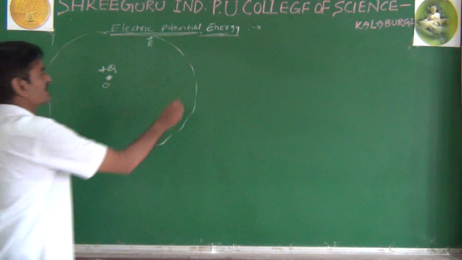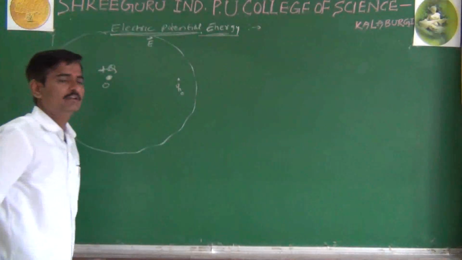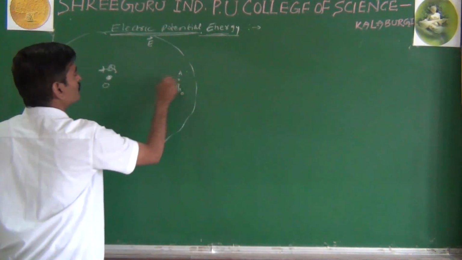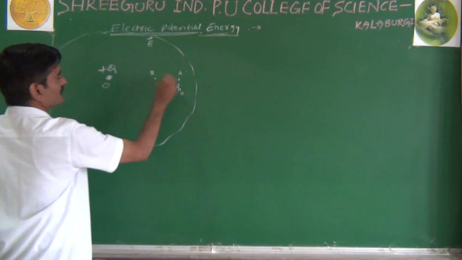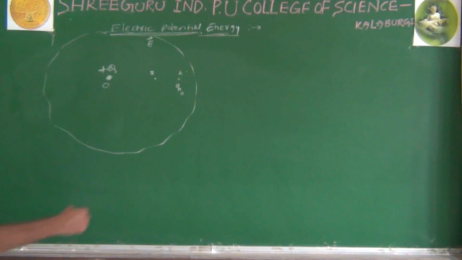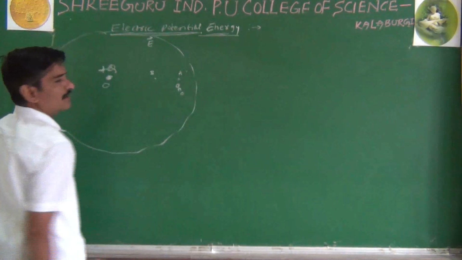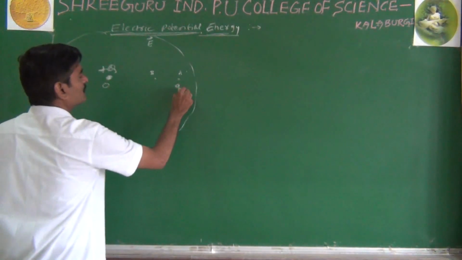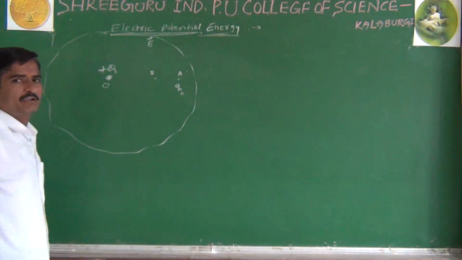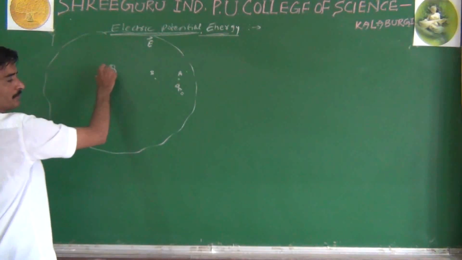Now a test charge Q0 is there, and this test charge Q0 is to be moved from the point A to B. To move from the point A to B, we have to apply an external force. The charge Q0 is at the point A, and it is in the electric field of the source charge plus Q.